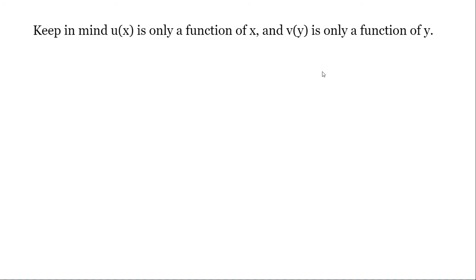Once again, keep in mind that u(x) is only a function of x and v(y) is only a function of y. This is important when we're taking into consideration the Cauchy-Riemann equations. From here, we can look at one set of those equations, the partial of u with respect to y and the negative partial of v with respect to x. Since u is only a function of x and v is only a function of y, we know that both of these partial derivatives equal 0. So this equation doesn't really give us much information since it just tells us that 0 equals 0. So we'll look to the next one.